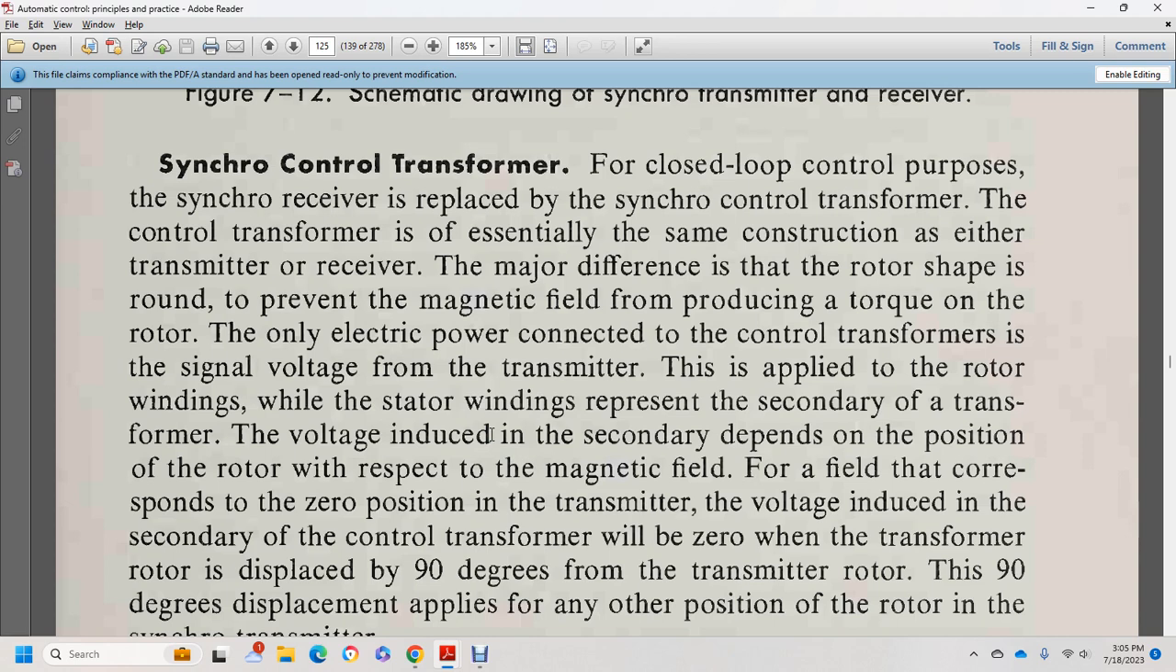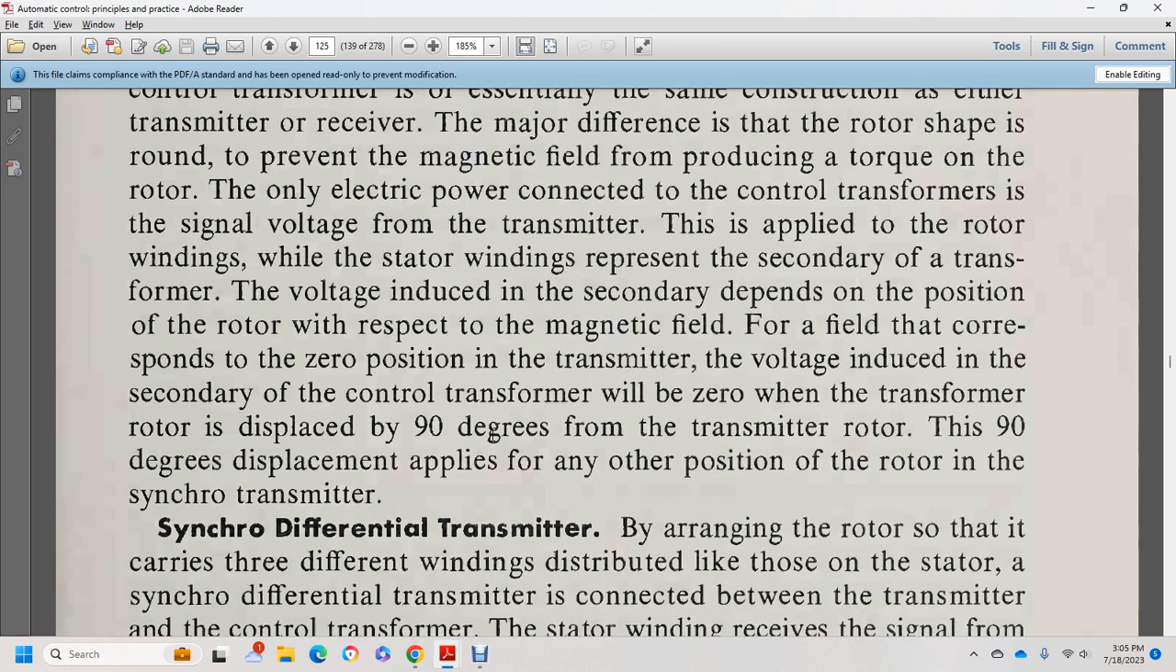The voltage induced in the secondary of the control transformer will be 0 when the transformer rotor is displaced 90 degrees from the transmitter rotor. This 90 degree displacement applies to any position of the rotor of the synchro transmitter.